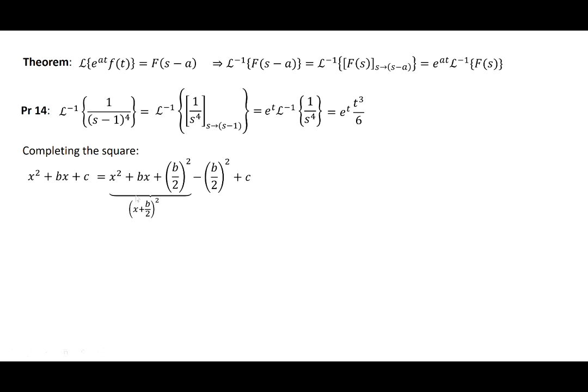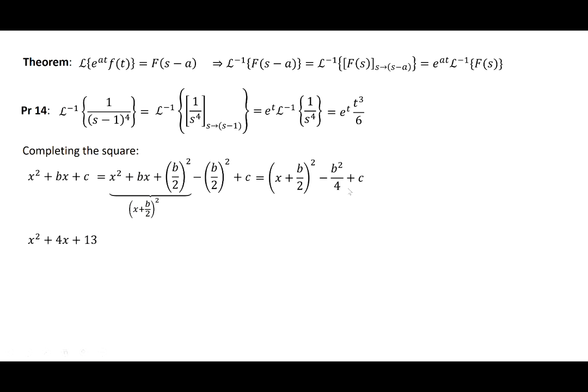The reason you do that is, or when you do that, this is what happens. The first 3 terms, x squared plus bx plus (b over 2) squared, that is nothing but (x plus b half) the quantity squared. Okay, so what was not in the form of a perfect square, we obtained a perfect square here. That's why it's called completing the square. And so this becomes (x plus b over 2) the quantity squared minus b squared over 4 plus c.